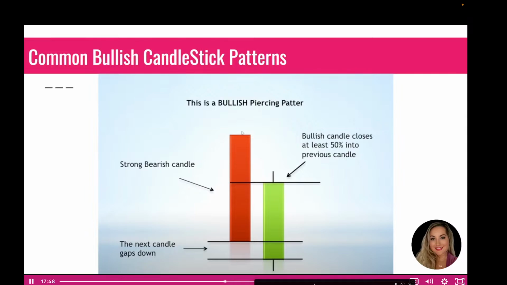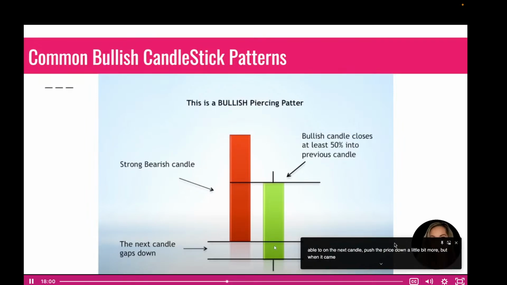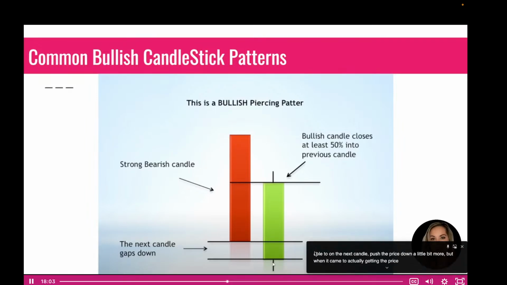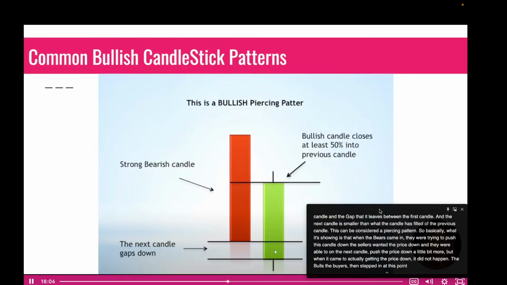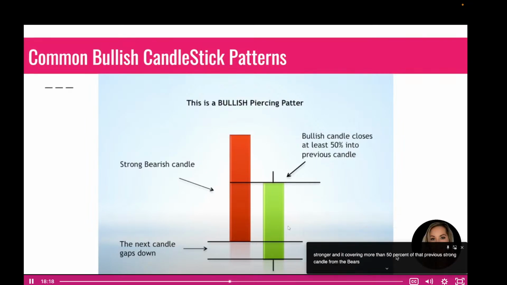So basically what this is showing is that when the bears came in, they were trying to push this candle down. The sellers wanted the price down, and they were able to, on the next candle, push the price down a little bit more. But when it came to actually getting the price down, it did not happen. The bulls, the buyers, then stepped in at this point when price was gapping in here and said, no way. And they decided to push this price up even stronger, covering more than 50% of that previous strong candle from the bears, meaning that they have now gained enough strength and momentum to potentially push the market in a reversal.